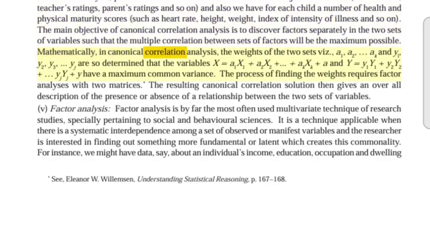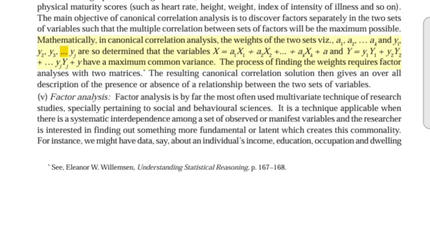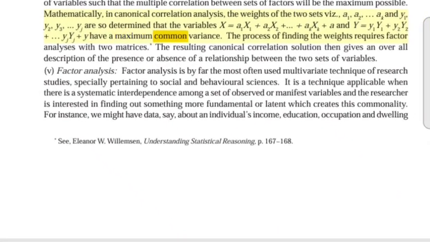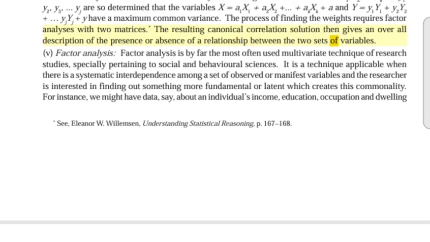Mathematically, in canonical correlation analysis, the weights of the two sets, viz. a1, a2, ak and y1, y2, y3, yj, are so determined that the variables x equals a1 x1 plus a2 x2 plus ak xk, and y equals y1 Y1 plus y2 Y2 plus yj Yj, have a maximum common variance. The process of finding the weights requires factor analyses with two matrices. The resulting canonical correlation solution then gives an overall description of the presence or absence of a relationship between the two sets of variables.